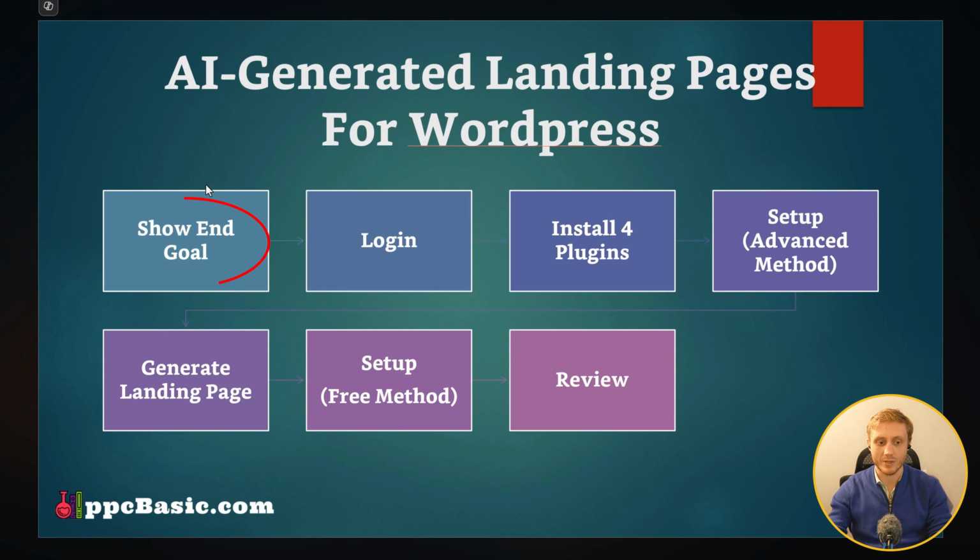So once again, I showed you the end goal was to make our beautiful landing page. We logged in, we installed our 4 plugins. Basically, all you need is the PPC Basic plugin, or if you want the free version of creating landing pages, you simply need Elementor. And then I showed you how to set up the PPC Basic plugin, the advanced method, which allows us to insert the keyword as well as the location of the user that's visiting the page. And then we generated our landing page using Gemini, but obviously you can use ChatGPT, you can use Claude, you can use whatever large language model that you want, whatever AI that you want. And then I showed you how to set up the free method, which is using Elementor, and finally a review.